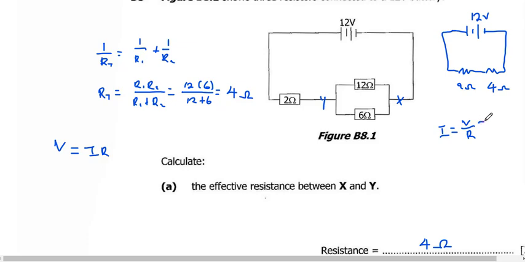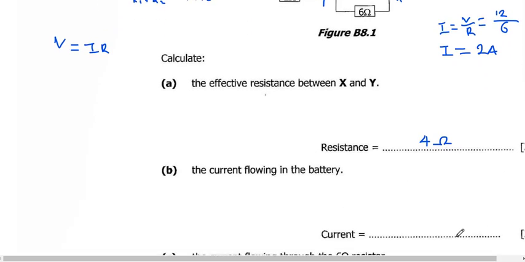Now what is our voltage? Our voltage is 12. And what is our resistance? We've got two resistors, which are the 2 ohms, this one here, and the 4 ohms being offered as an effective resistance by the parallel circuit down there. So our total resistance will be 2 plus 4, which is 6. So our total current will be 12 divided by 6, which gives us 2 amps. So therefore, our current is 2 amps.